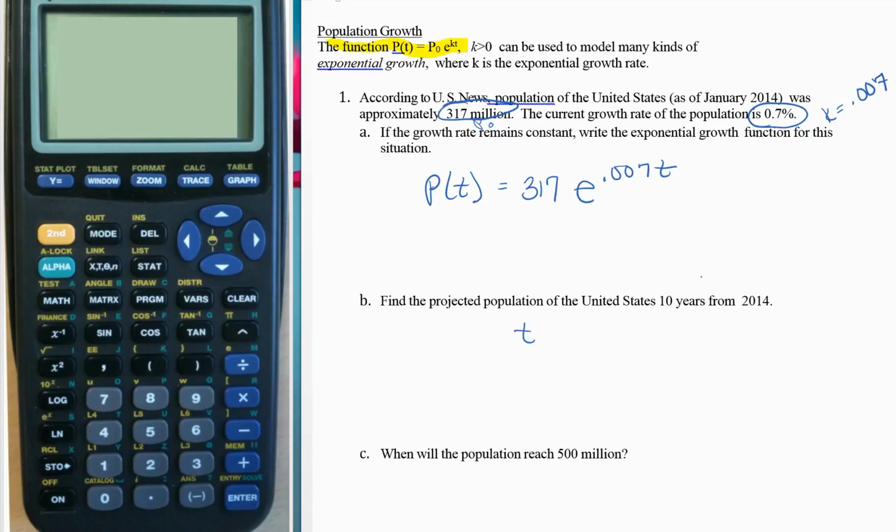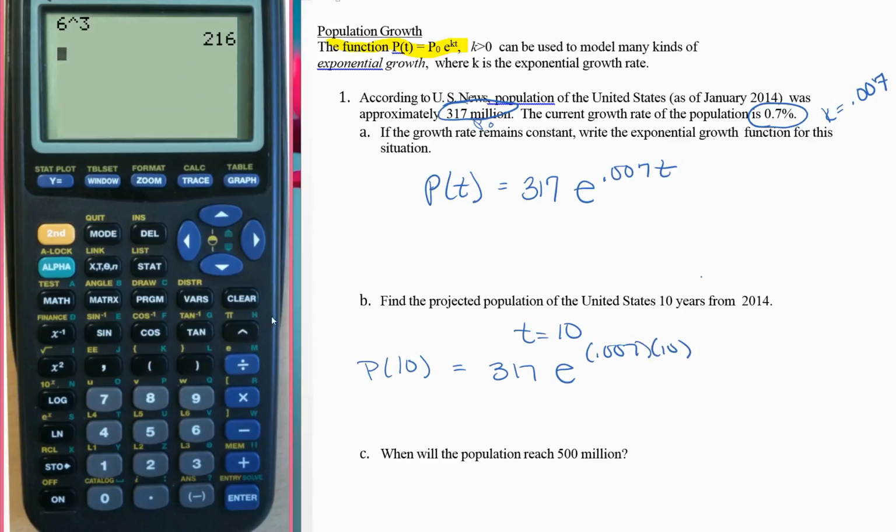So we're going to put in 10 for t. So P of 10 would be 317 e to the 0.007 times 10. And we can put this in here. So 317 e to the 0.007 times 10. You don't actually want to close the parenthesis there, or it'll finish the exponent and then multiply by 10. So don't put the parentheses exactly like I wrote down here. I understand that 10 is still in the exponent, but if you did that on your calculator, the calculator's not that smart.